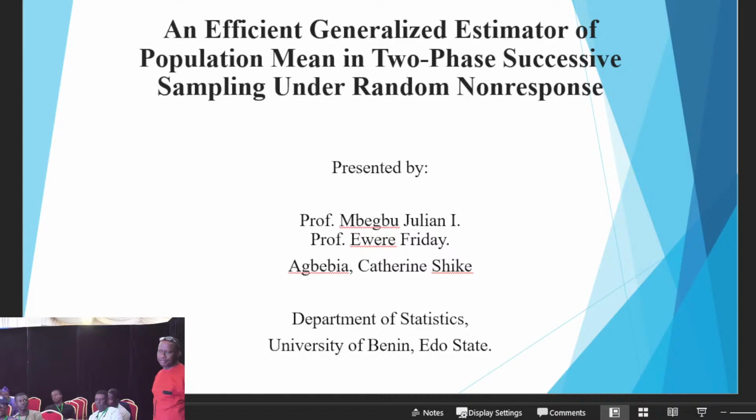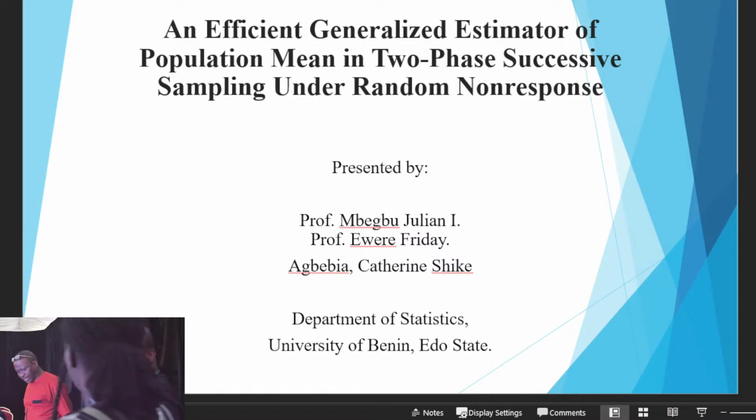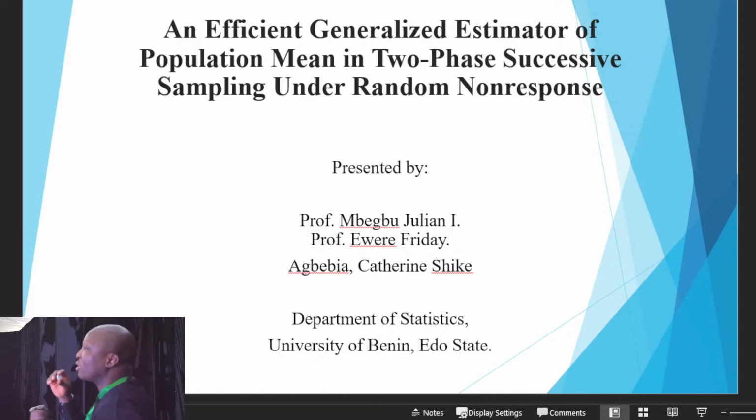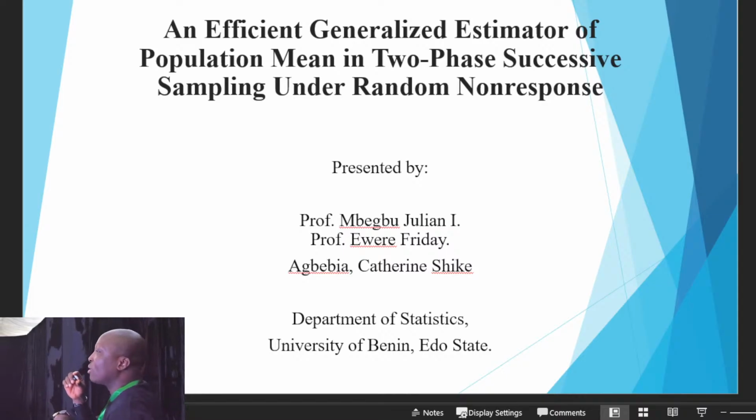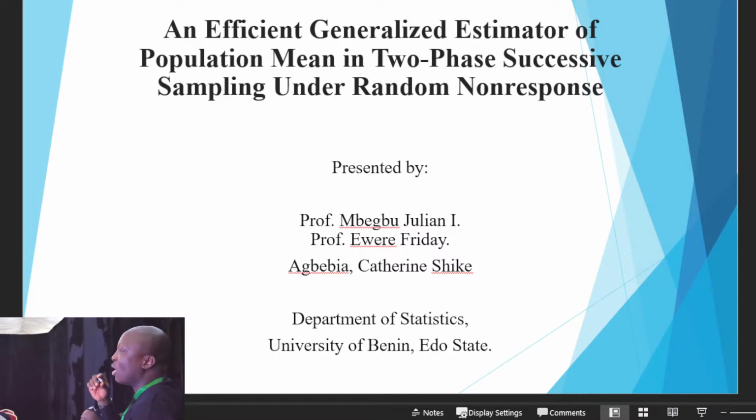Yes, sir. My question is: when is a non-response said to be random and non-random? What's the difference? Secondly, I saw in your result, you presented a table where you said the non-response was increasing as something was happening. How did you get that number for random non-responses? Thank you.